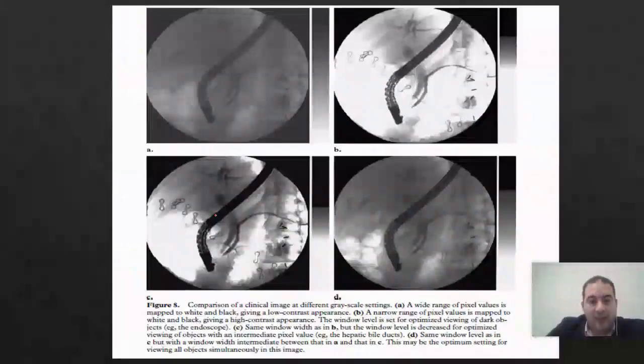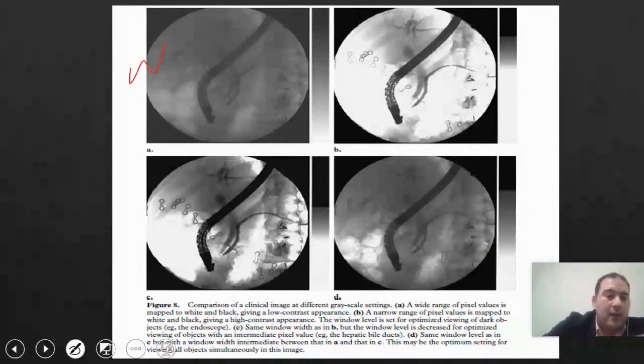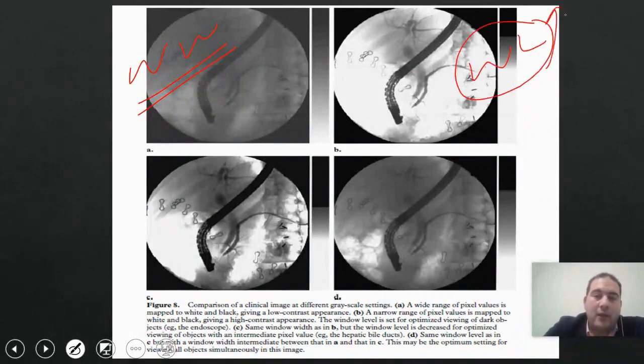I need more brightness in the image, so the window level will adjust the brightness and the window width will adjust the contrast. All right, we were talking about this. The window width here, for example, is large in this image, so the contrast is affected. The window level here is high, which will increase the brightness of the image significantly. All right?